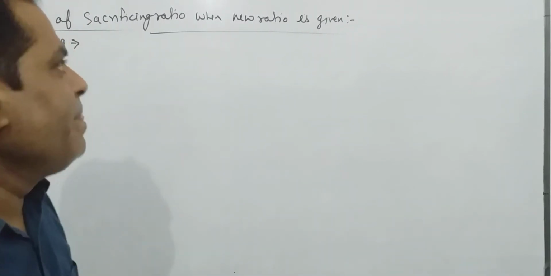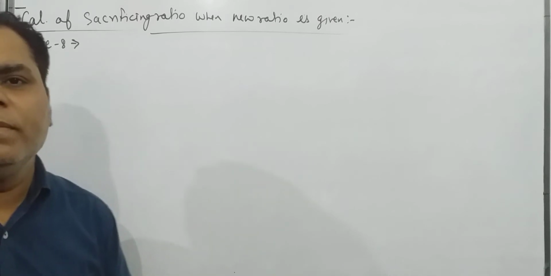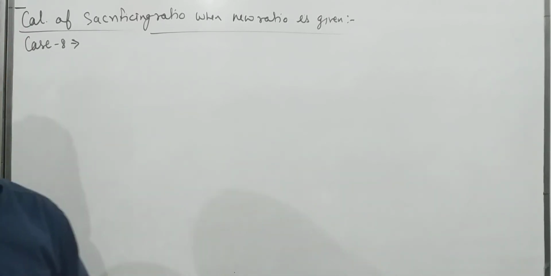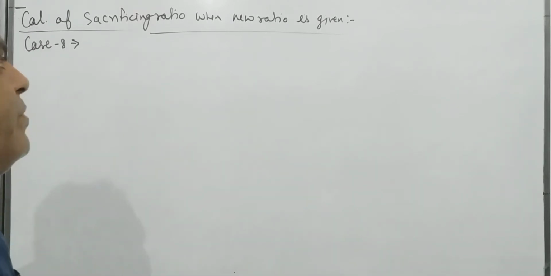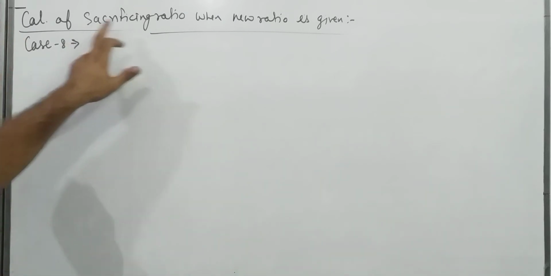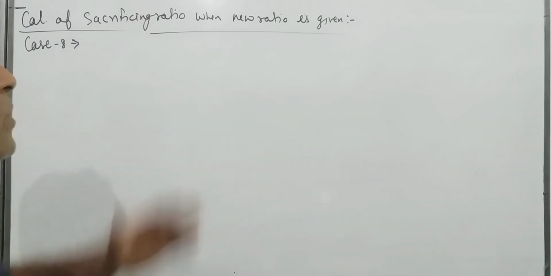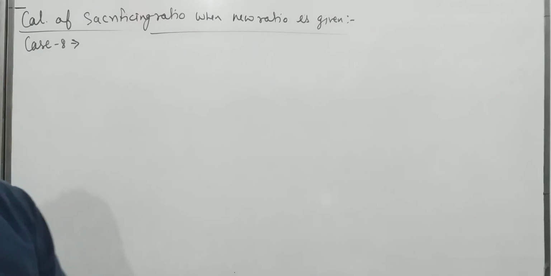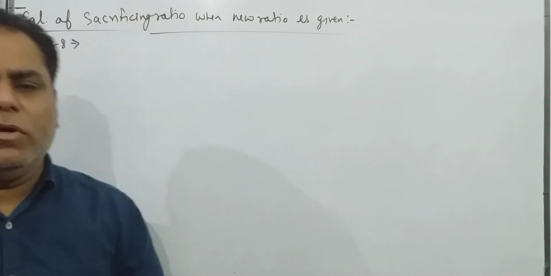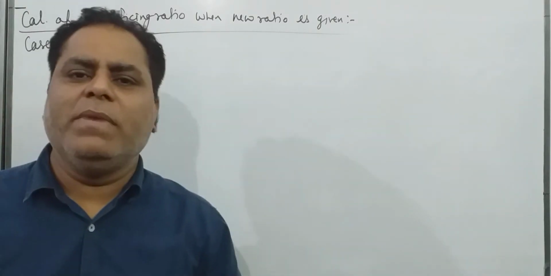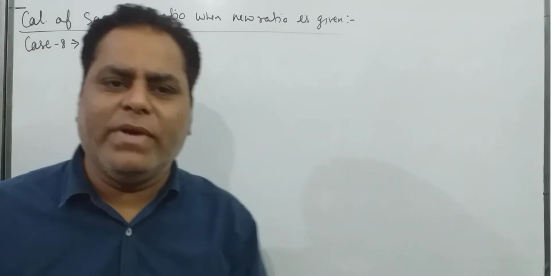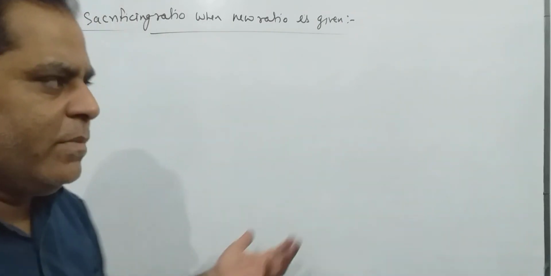Now student, I am going to explain to you my case number 8. In this case number 8, you are going to learn how to determine the sacrificing ratio when the new ratio is given in the question. So when the new ratio is already given in the question, there is no need to determine the new ratio. Directly you can find out the sacrificing ratio. How? I am just going to explain to you.